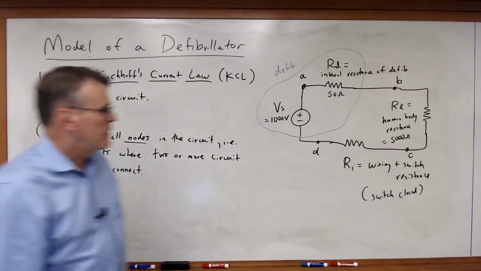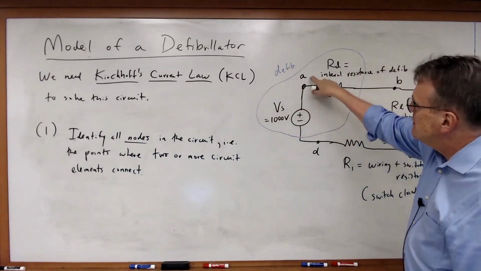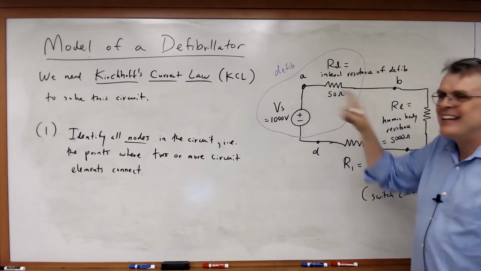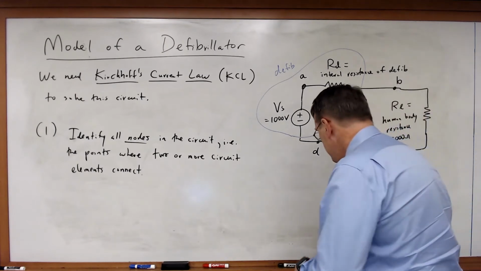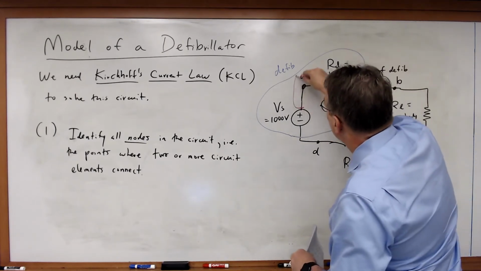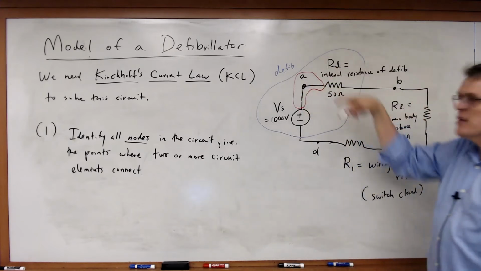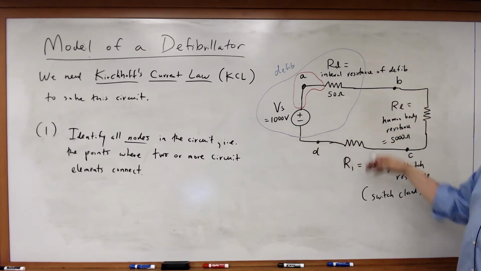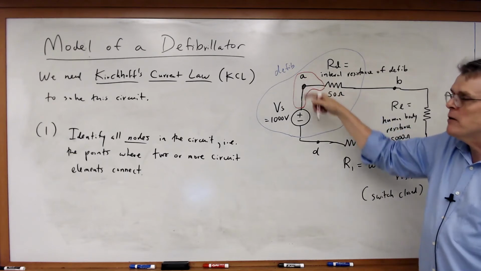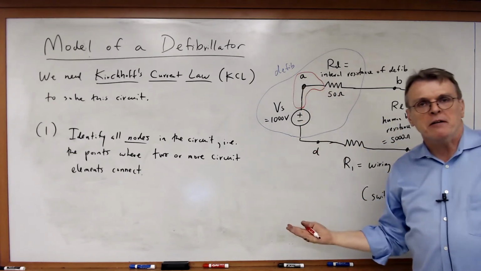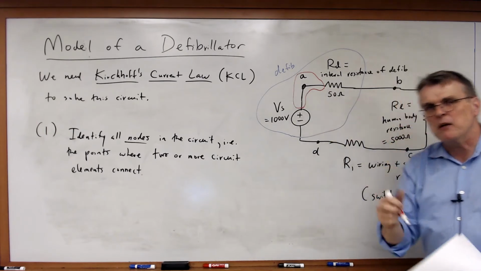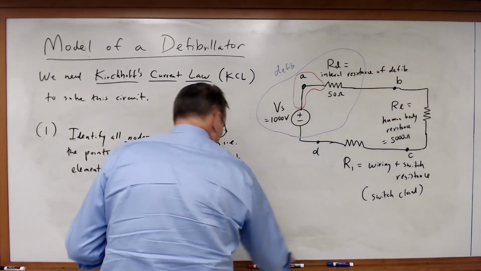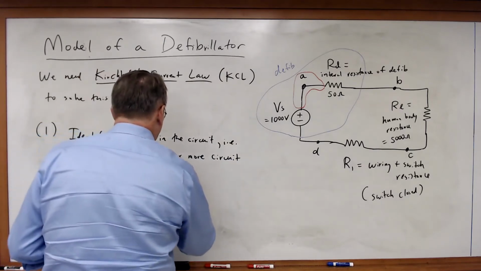Now, something I want to point out. I drew these little dots just as a way of affixing the labels. That little dot is not the node. This is the node. The node is the entire connection. So that's the node. This is the node. This is the node. So the node is the entire wire. But you'll see sometimes these little labeled numbers or letters just so you can give a name to the node, to stick that label on. But it's not the dot itself. That's not the node. All right? So I've got my nodes. Four nodes, A to D.